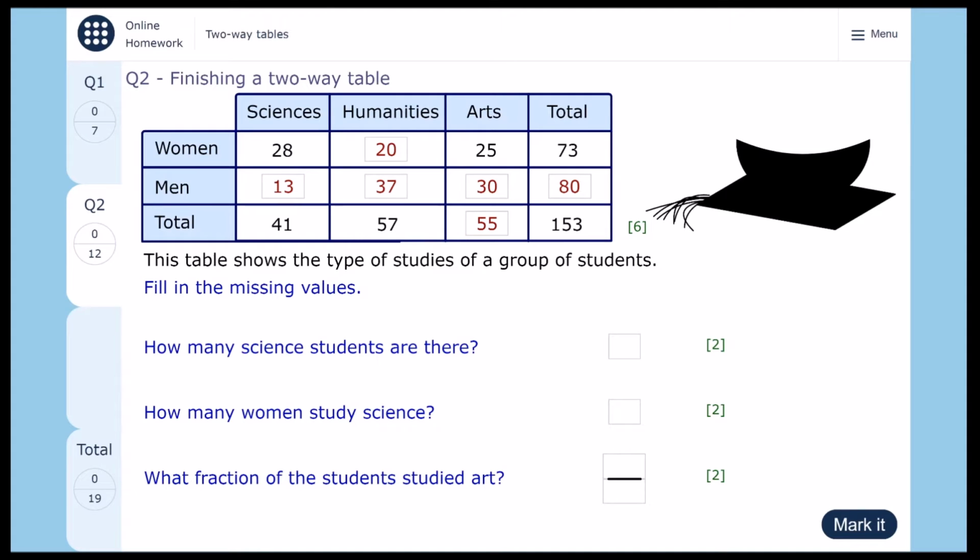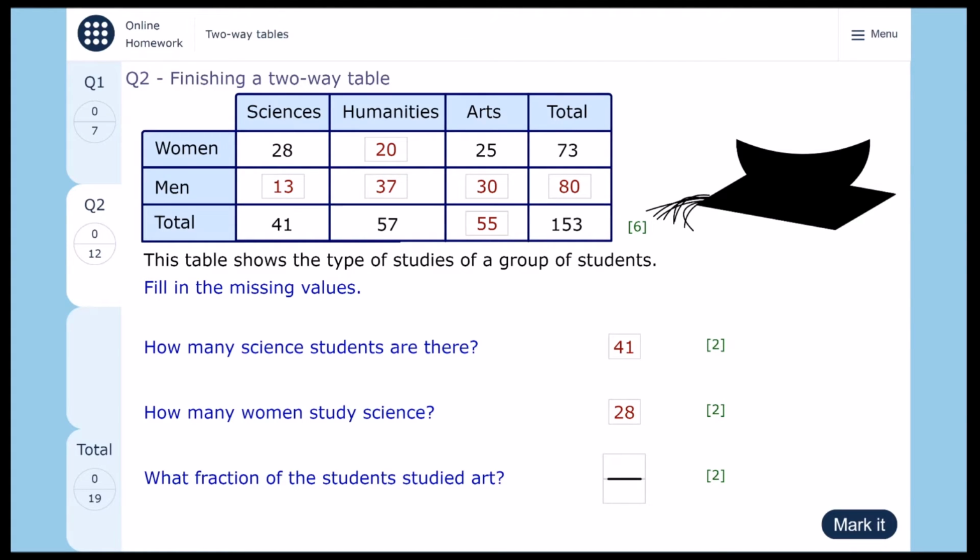Once you've completed your two-way table, you may be asked to interpret it and answer some questions. There are three examples of this at the bottom. The first question asks how many science students are there. If I look in the science column, I can see that there's 41 students in total, so my answer is 41. The second question asks how many women study science. Again, looking at my science column and going down to women, I can see that there's 28 in total. So my answer is 28.